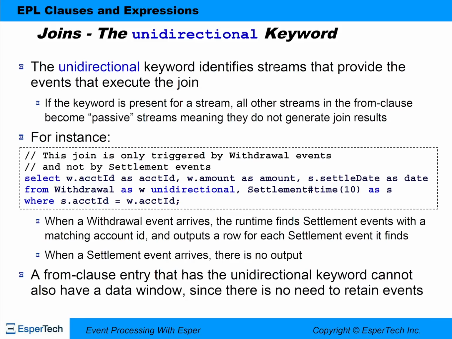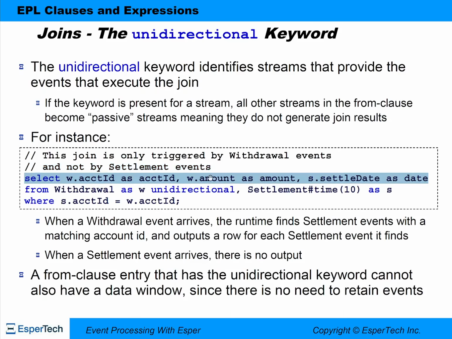The unidirectional keyword identifies streams that provide the events that execute the join. If the keyword is present for a stream, all other streams in the from clause become passive streams, meaning they do not generate join results. For instance, this join is only triggered by withdrawal events and not by settlement events.